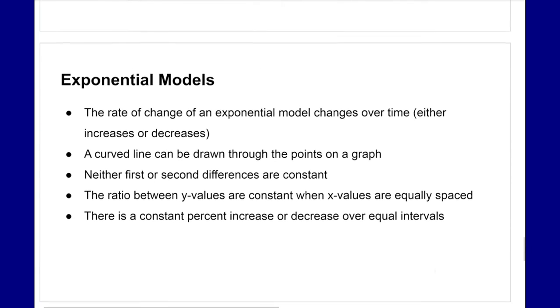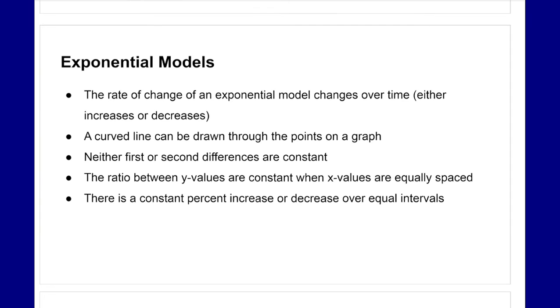But let's take a look at the characteristics of an exponential model, which is what we looked at, right? The number of bacteria. The rate of change of an exponential model changes over time. So it either increases, which we call exponential growth, like the bacteria, or decreases, which is exponential decay. The graphs would look something like this or like this.